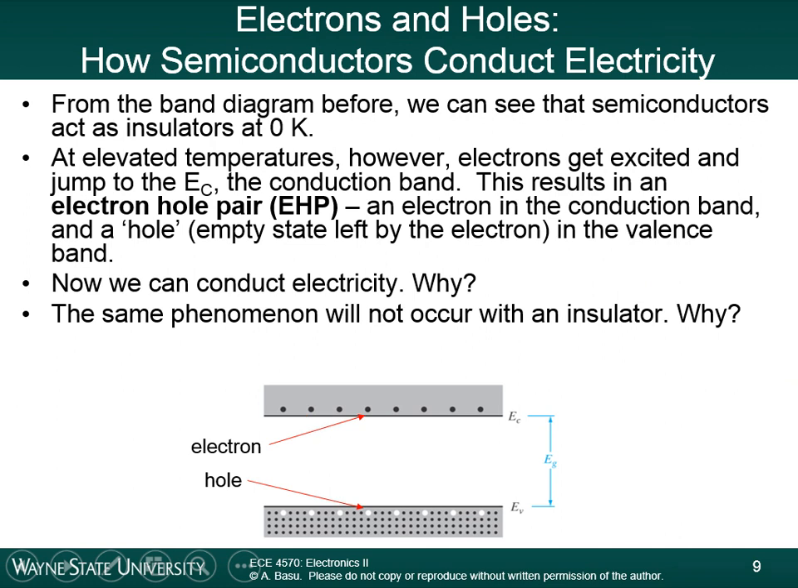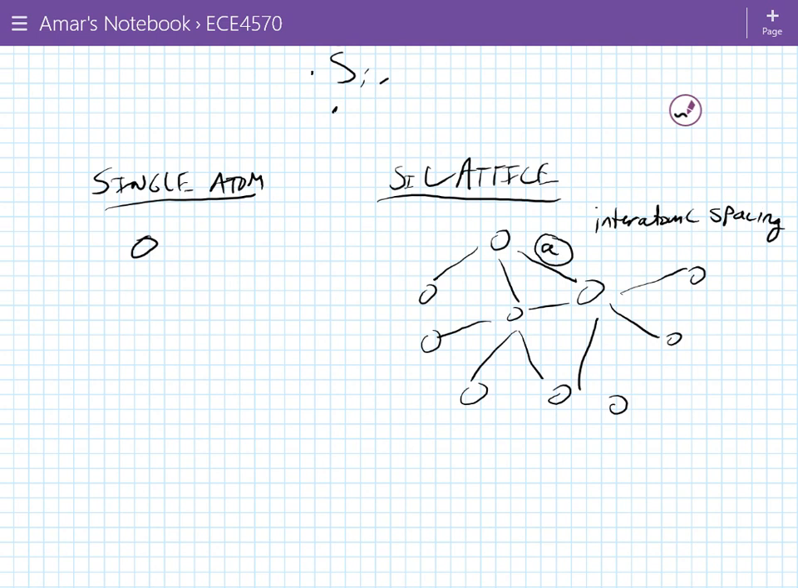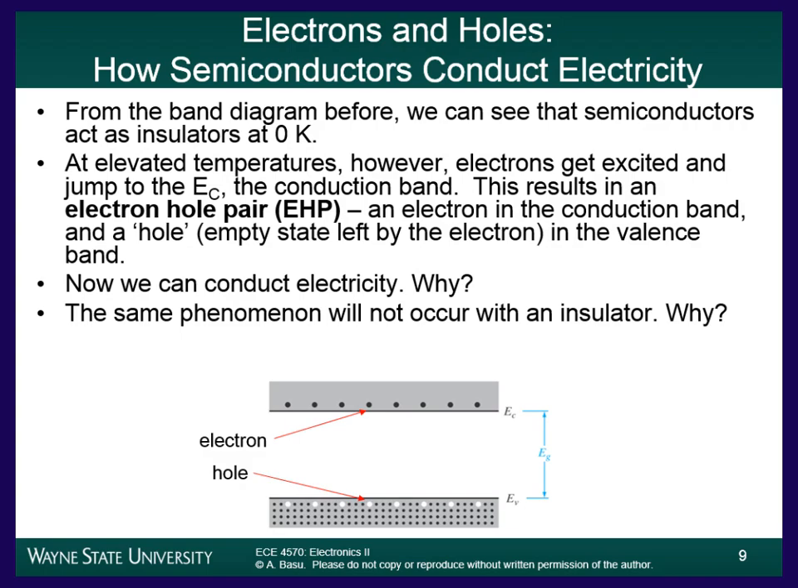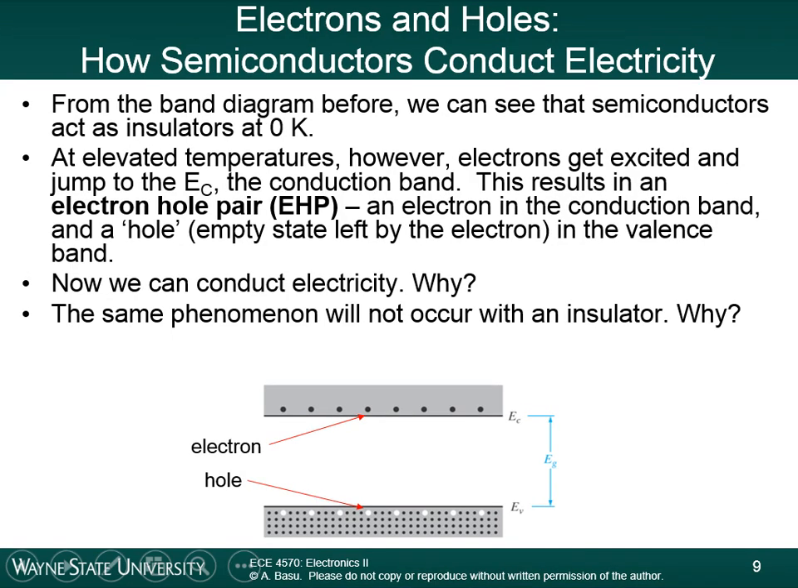All right, so how we would denote this in an energy band diagram is that we can draw EC, we can draw EV. Now, under normal circumstances in a semiconductor, as you see from this diagram, the valence band is mostly full of electrons. The conduction band is empty.